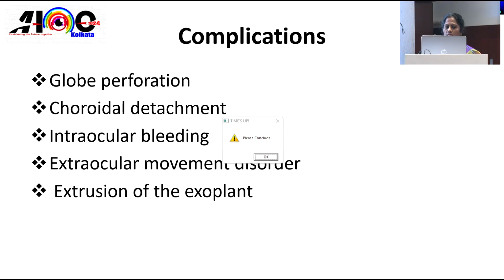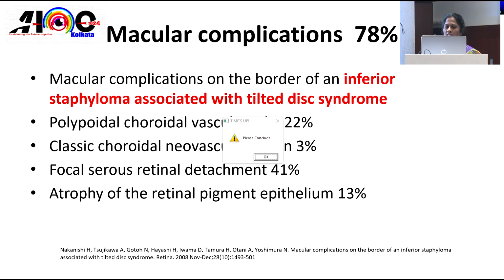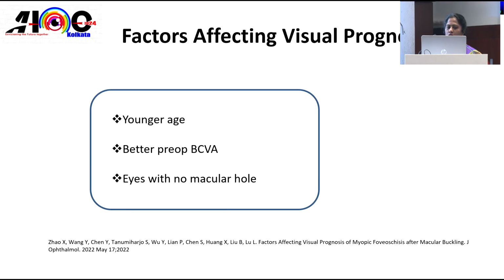The complications, as I've already alluded to, 78% is what I would like all of you to remember. It is the tilted disc syndrome. This is one thing which we should carefully see. If you have something like a tilted disc, then your macular buckle can be associated with a lot of complications.